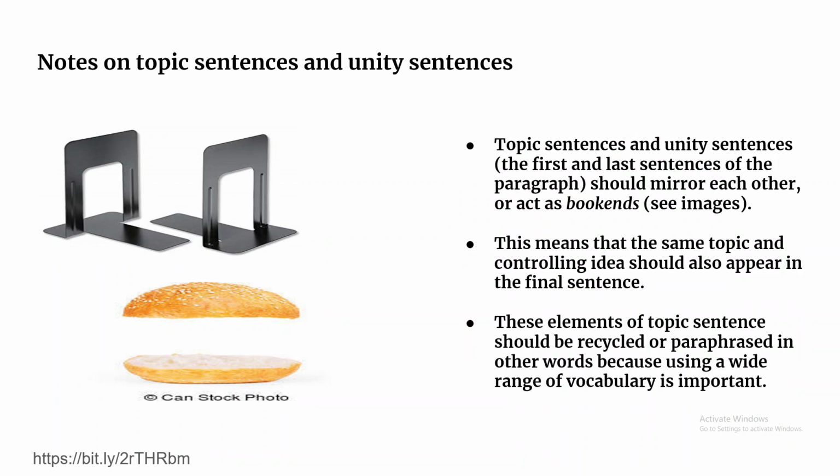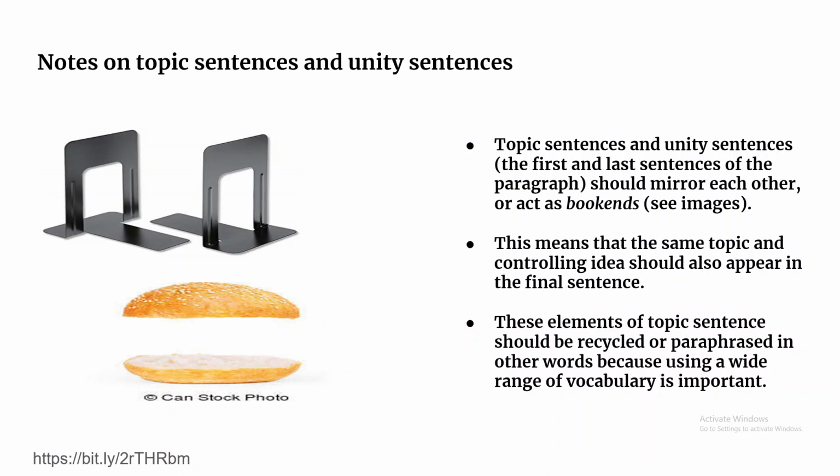So let's have a look at how you can remember your topic sentences and unity sentences. The first image to think about is two bookends. You have something at the start, the information or content in the books in the middle, and then the second bookend at the end. Sometimes people use the image of a burger or a sandwich to help you to remember this. You have one thing at the top, one thing at the bottom, and the content in the middle. So you have the topic sentence at the top, the unity sentence at the end, and the content of the paragraph in the middle. So it's rather like a sandwich or a burger.